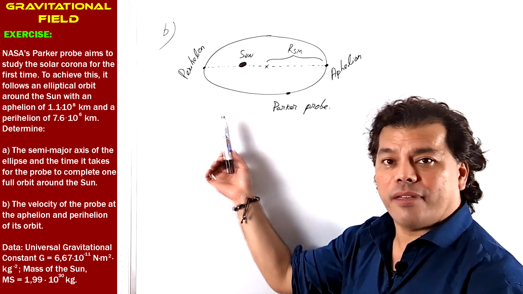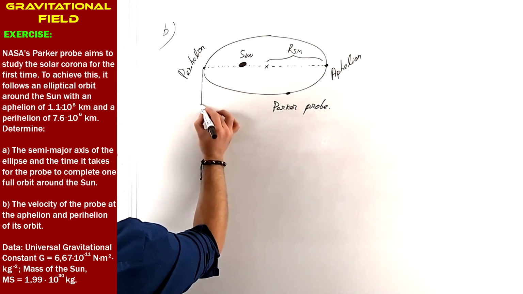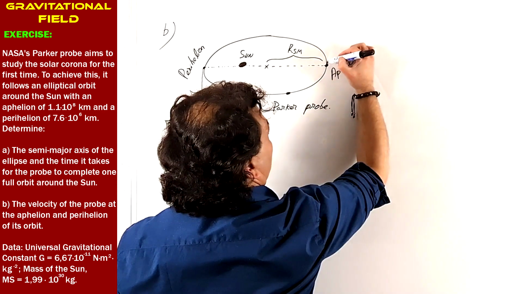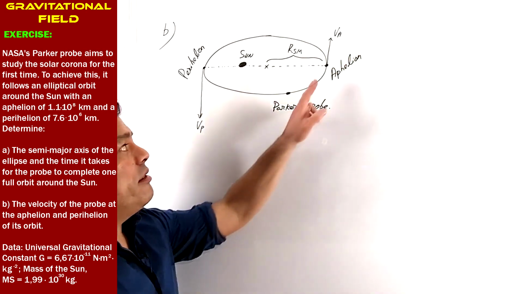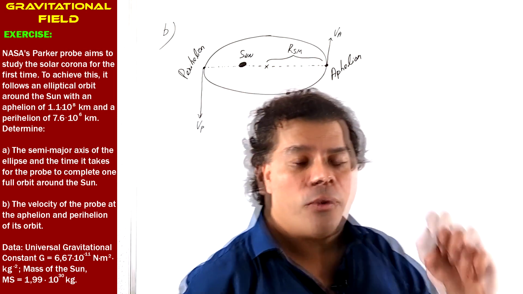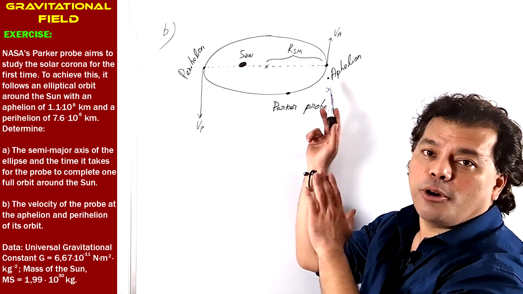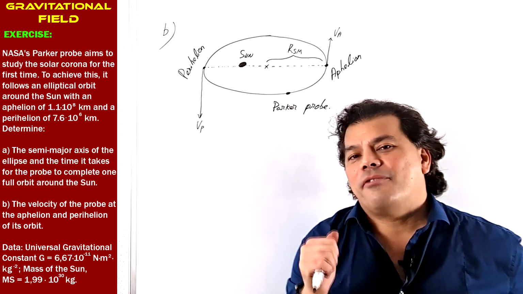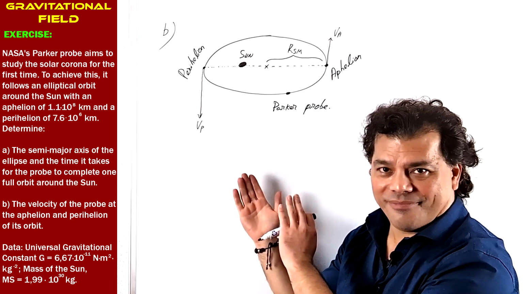at perihelion and aphelion. Look, this is the vector velocity at perihelion, and this is the vector velocity at the aphelion. And I've drawn it intentionally smaller than the other one because the velocity at the aphelion is smaller than the velocity at the perihelion. Now it's time for you to stop the video and try to think about how to solve it.